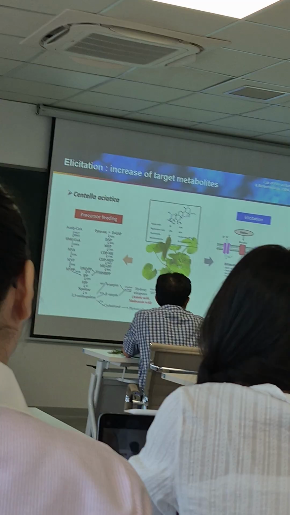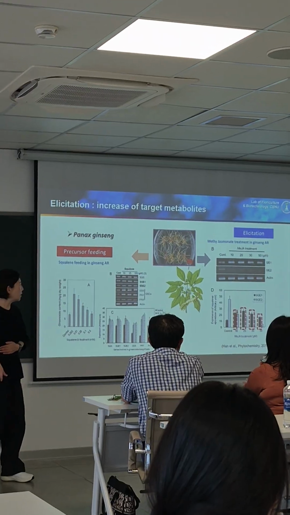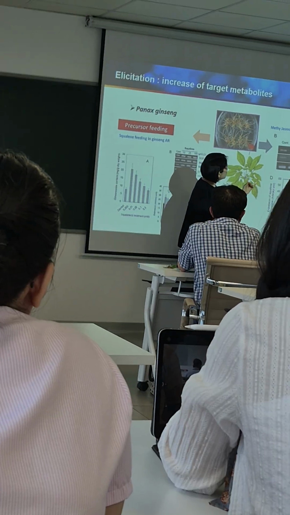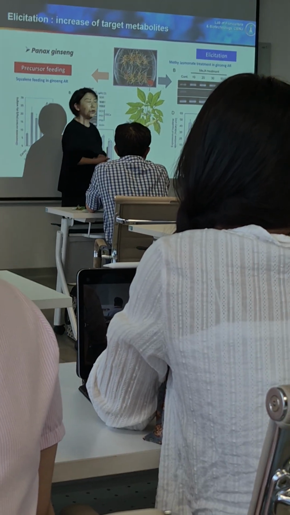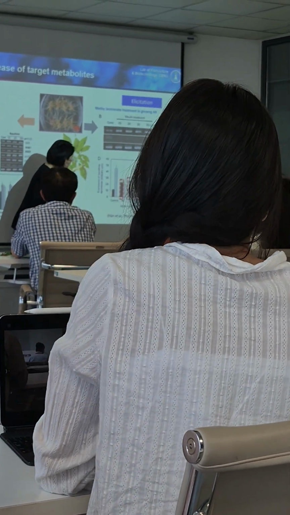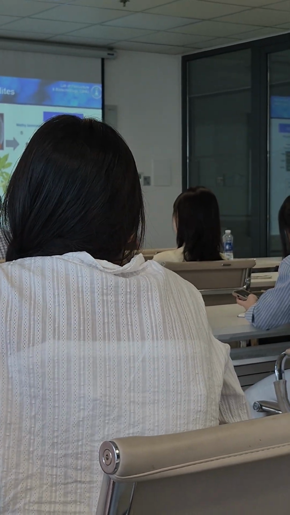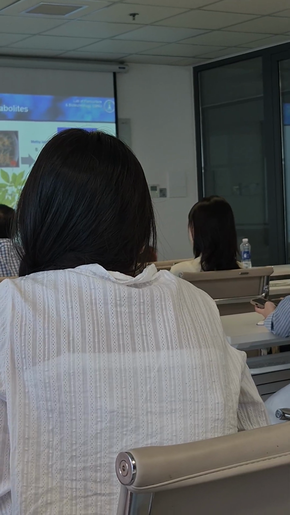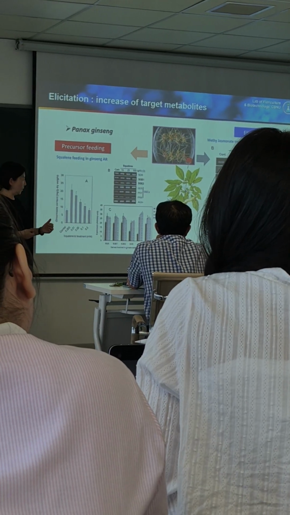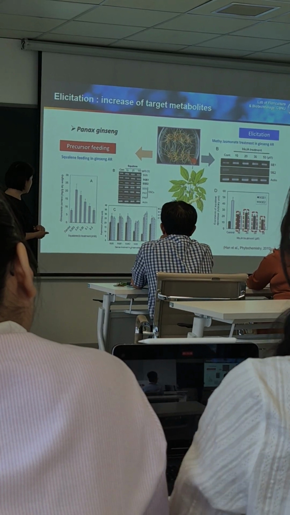So here is our result. Sorry, this is a little bit old, but anyway, when we used elicitation in ginseng adventitious root culture, we used methyl jasmonate. Here, the squalene expression at 40 days was high, so we can get some increase of ginsenoside. And this one is precursor feeding. By using the precursor feeding method, we put squalene inside. So after that, we can get some.